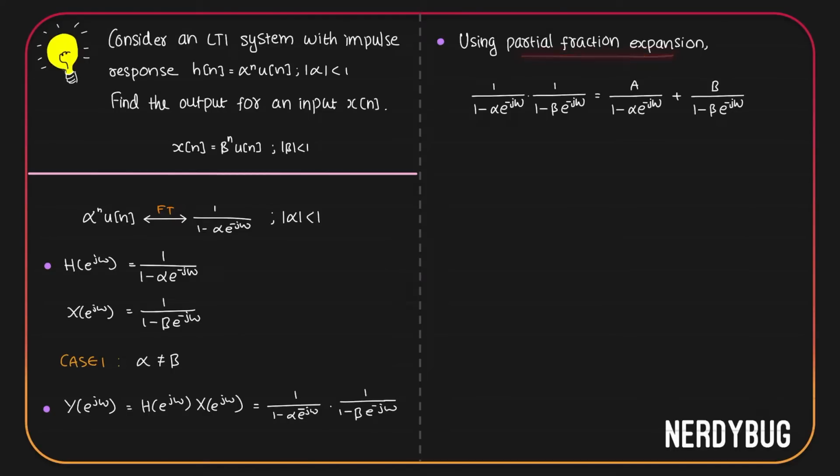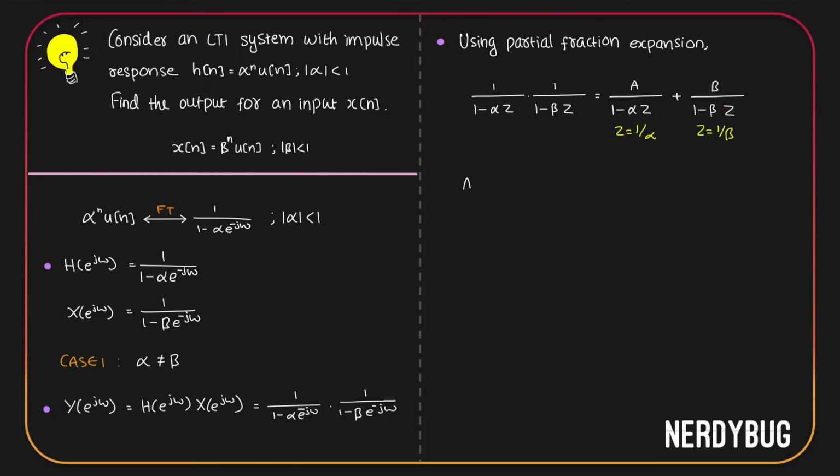Let us use partial fraction expansion to write this in the form A divided by 1 minus alpha e raised to minus j omega plus B divided by 1 minus beta e raised to minus j omega. For simplicity, I am going to call e raised to minus j omega z. The pole corresponding to this term will be when 1 minus alpha z is equal to 0, that is z is equal to 1 by alpha. To get the pole corresponding to this, we have to write 1 minus beta z is equal to 0, or z is equal to 1 by beta.